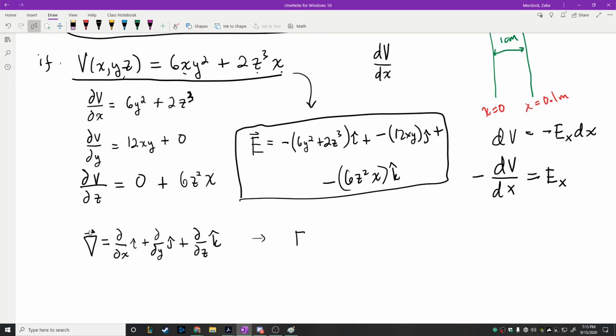The electric field is equal to the negative of the gradient. They call this the gradient when you just operate on a scalar field of V. That is a very nice, simple way to put it. E is equal to the negative gradient of V.